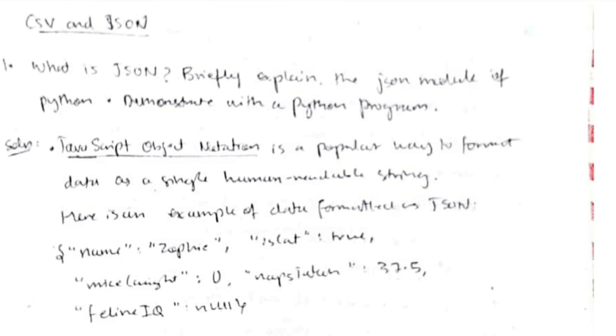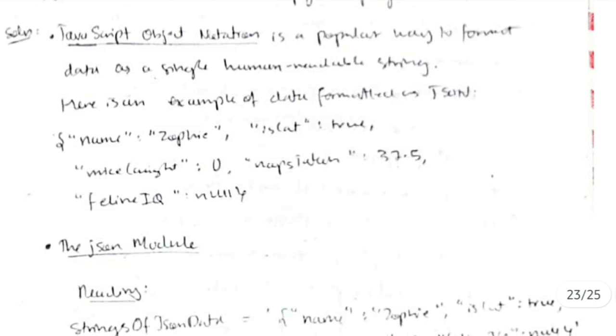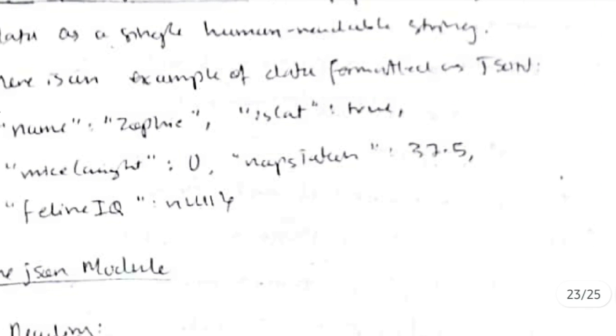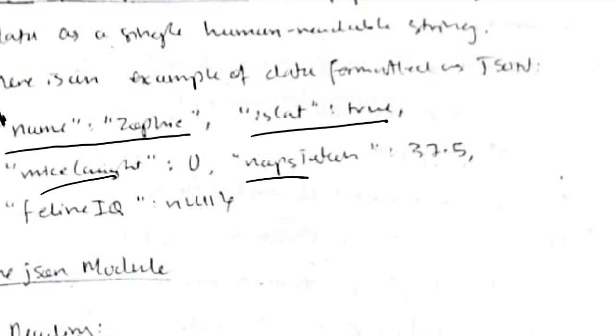This is the last topic, which is CSV and JSON. What is JSON? JSON is JavaScript Object Notation. It's a popular way to transfer data from one place to another. And the format will be as follows. You'll have double quotes here, and this is one element, this is another element, like that, same as a dictionary.